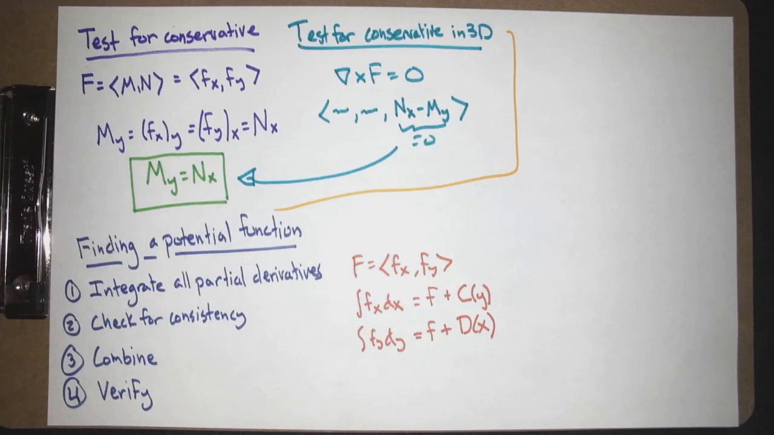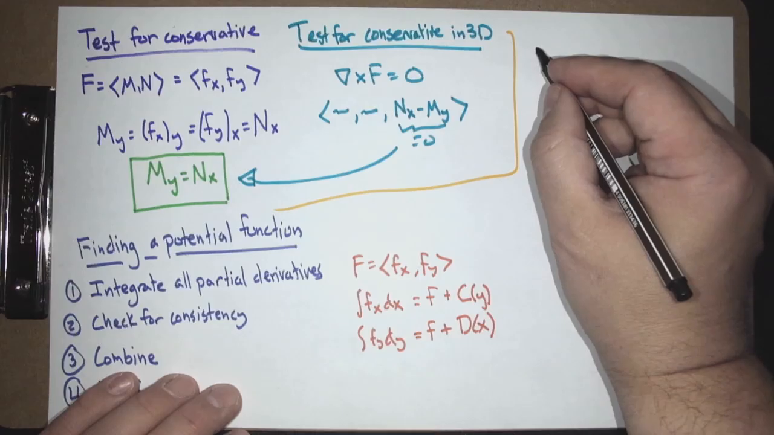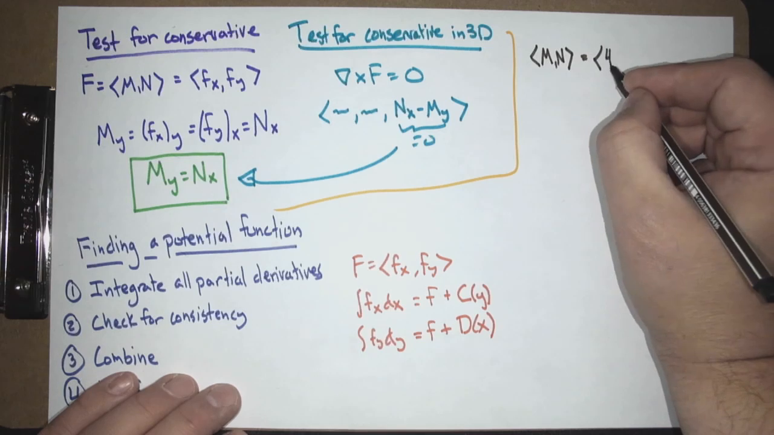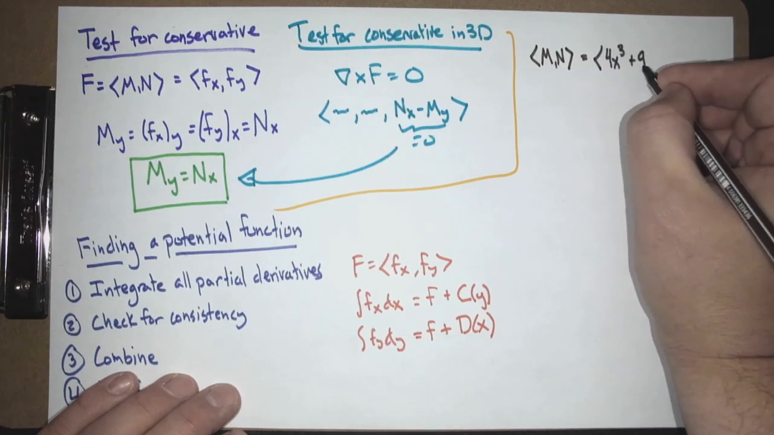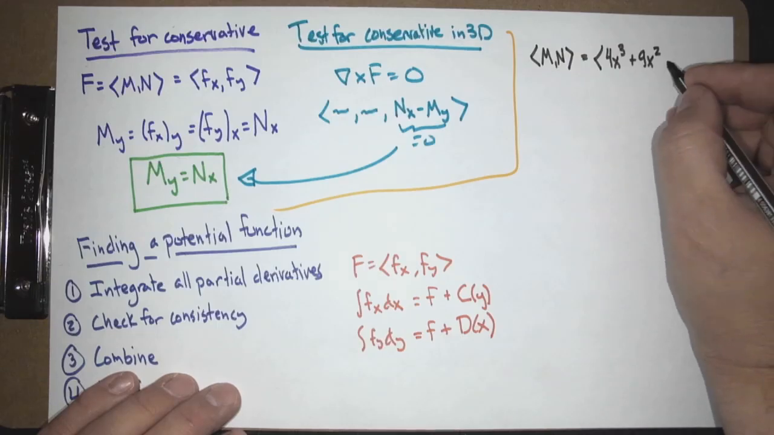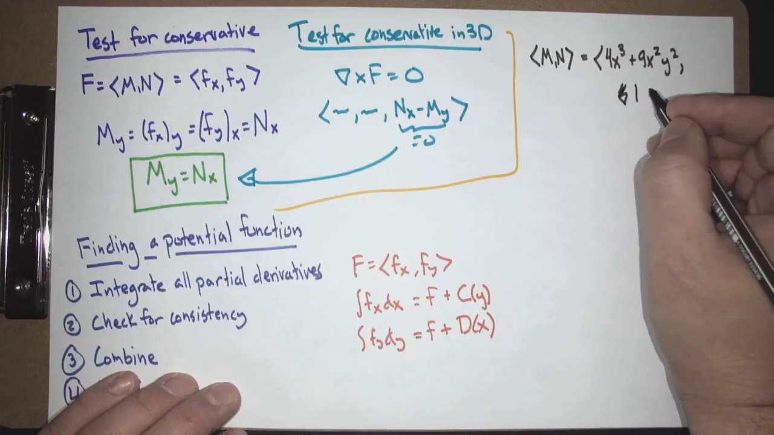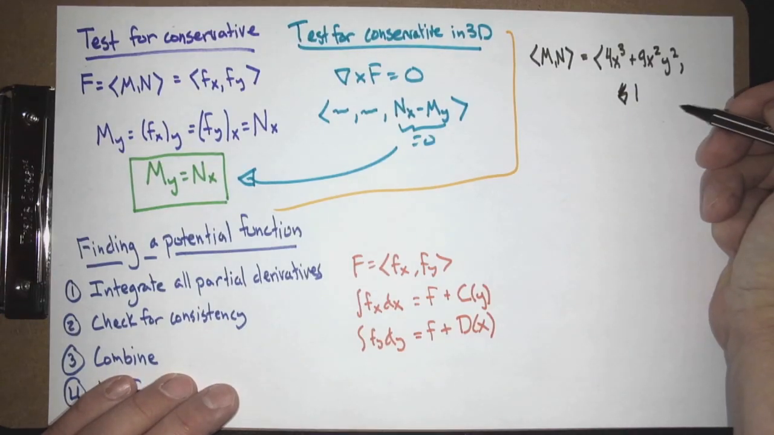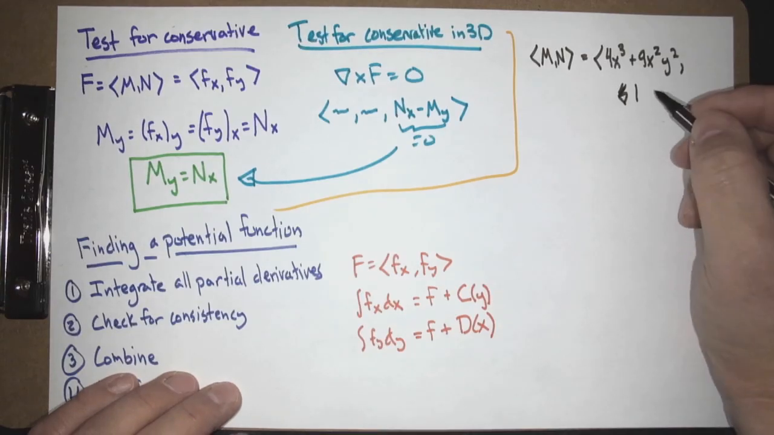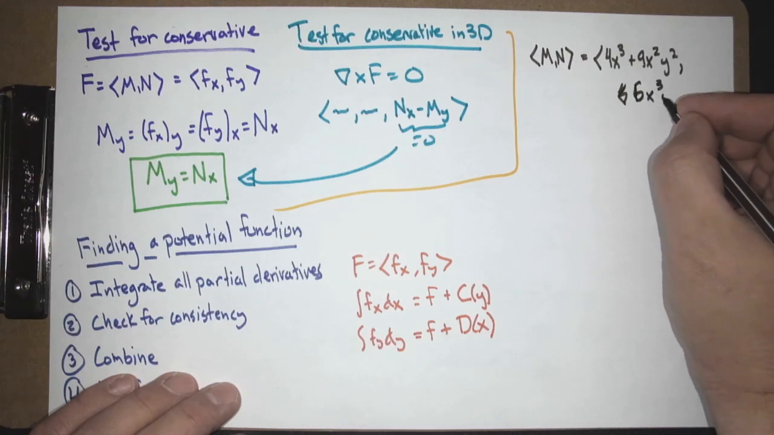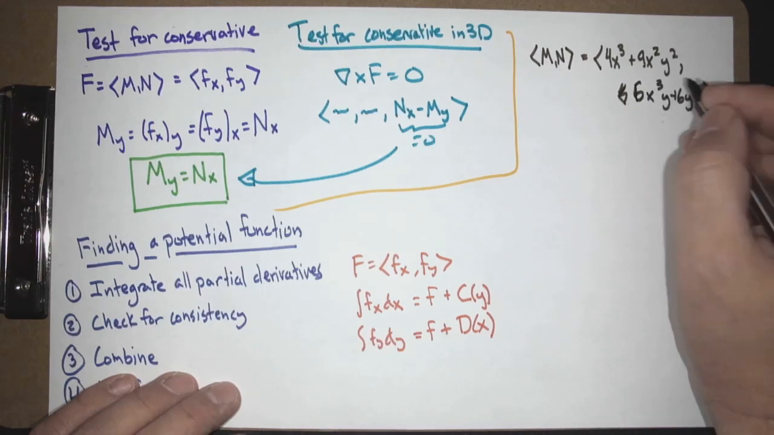This will make more sense if we actually go through and try it out. Okay, so let's suppose we have m comma n, and I wrote something down here. 4x cubed plus 9x squared y squared, comma, 6x cubed y plus 6y to the 5th. I couldn't read my handwriting for a moment, but it was a 6.